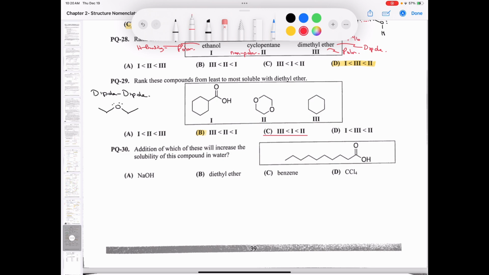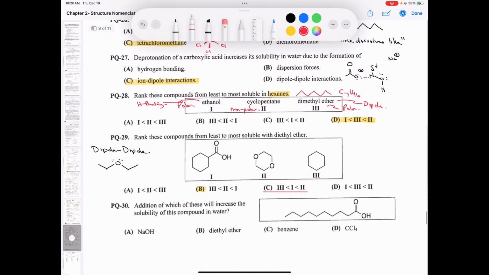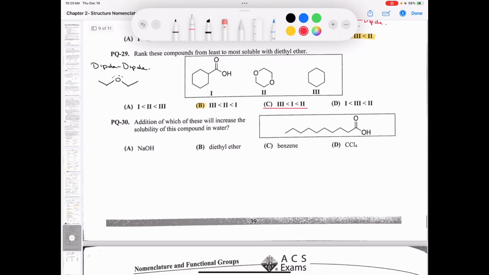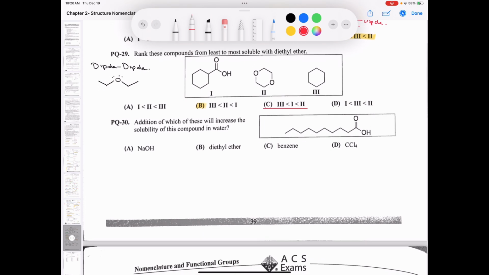Anyhow, all right, let's take a look at number 30. And 30 is kind of a rehash of question 27 in a way. It says here, addition of which of these will increase the solubility of this compound in water. Well, this compound is a carboxylic acid. You can see it's got 1, 2, 3, 4, 5, 6, 7, 8, 9, 10 carbons. So this would be decanoic acid. Anyhow, what's going to increase the solubility of this compound?